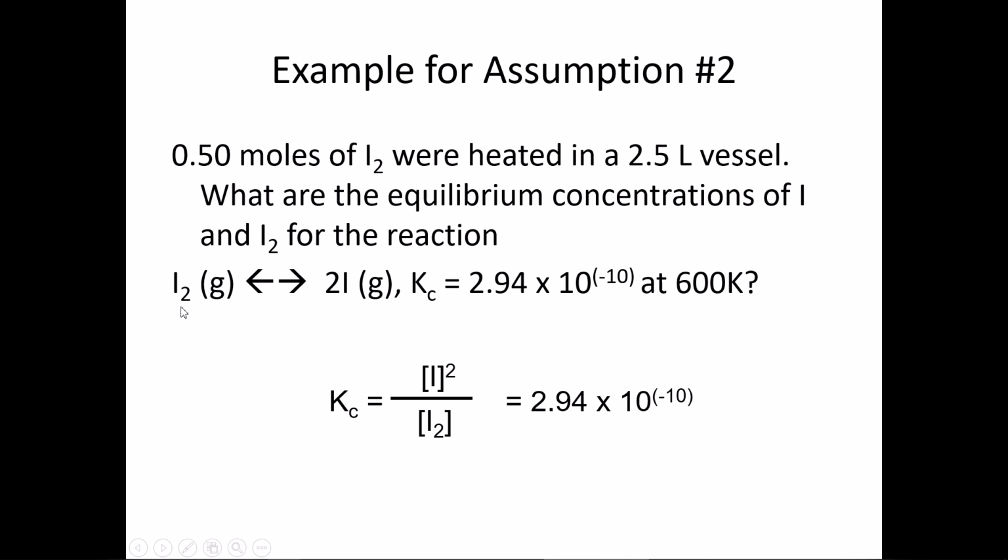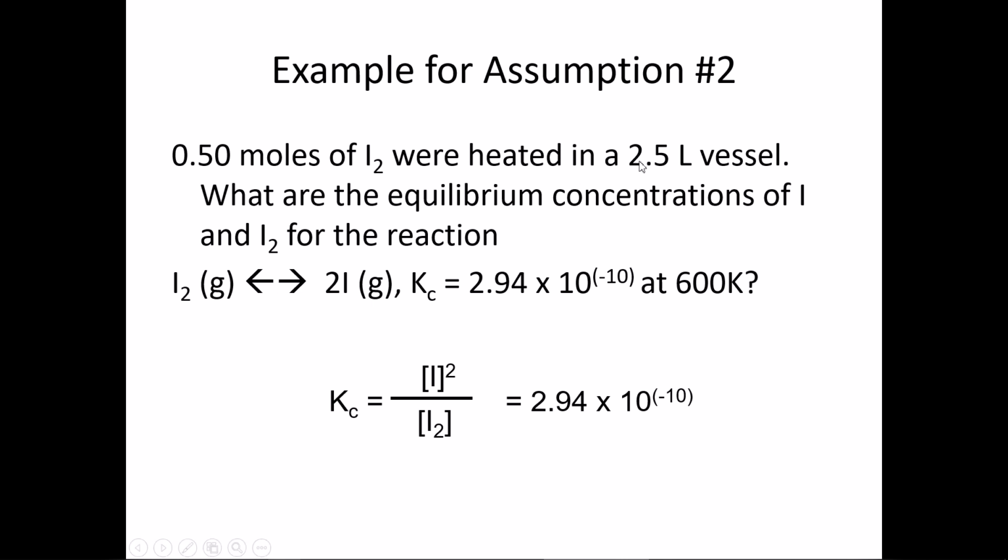Alright, so I have I2 being converted to 2I. There's my balanced equation. Here's my K equilibrium value. Alright, very small, 10 to the minus 10 at 600 Kelvin. My expression, we have I squared over I2 equals our K value. So again, we need to find our molarity for our I2, so our initial amount.